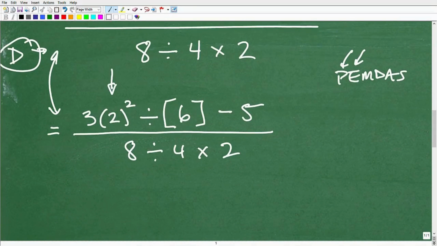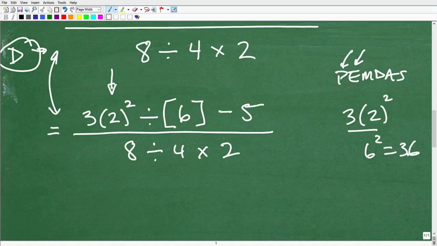All right, now this is another big area of confusion. Here's the mistake that I would see thousands of times through the years as a teacher. They would go 3 times 2 is 6. 6 squared, 36. That's what they would do. Totally wrong because they're not doing powers first, okay? So that's what we got to do.